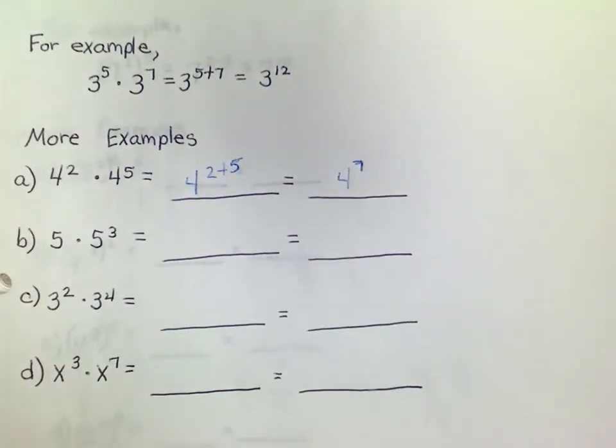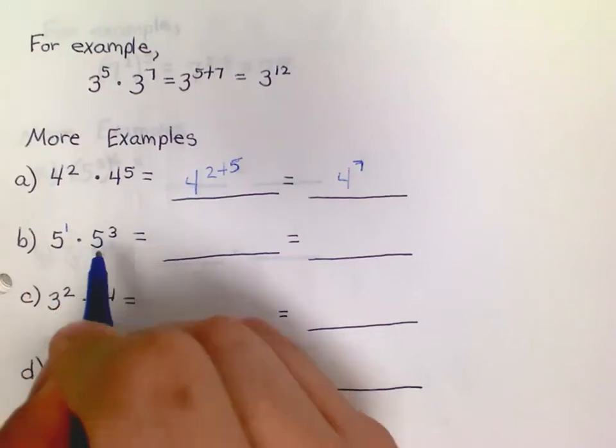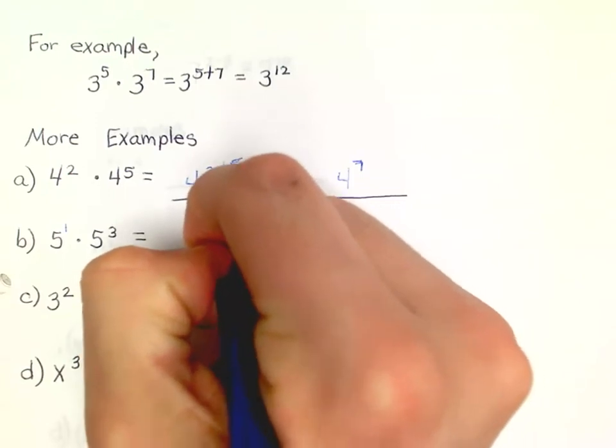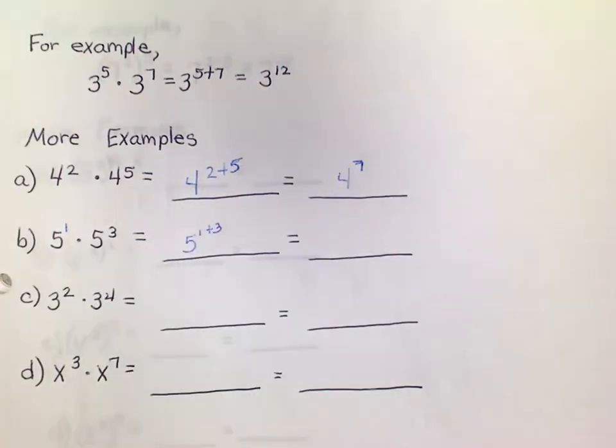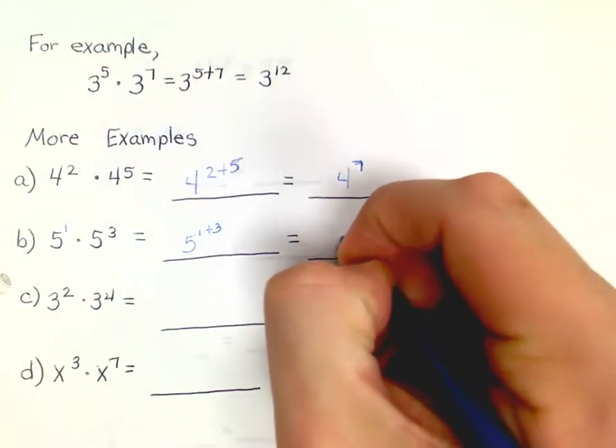Let's try it for this one, for part B. If you look, every number that does not have an exponent has an imaginary 1, or that 1, excuse me, up there. And we can just assume that. So now let's combine the 1 and the 3 to make a complete expression. Okay, and we have 5 to the power of 1 plus 3, which reduces to 5 to the 4th power.